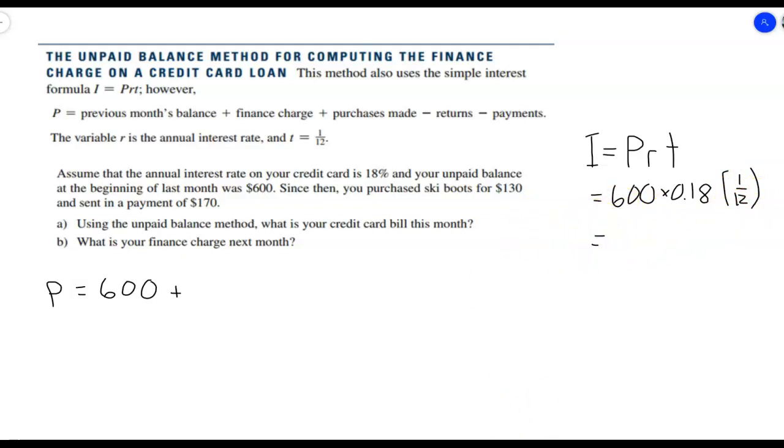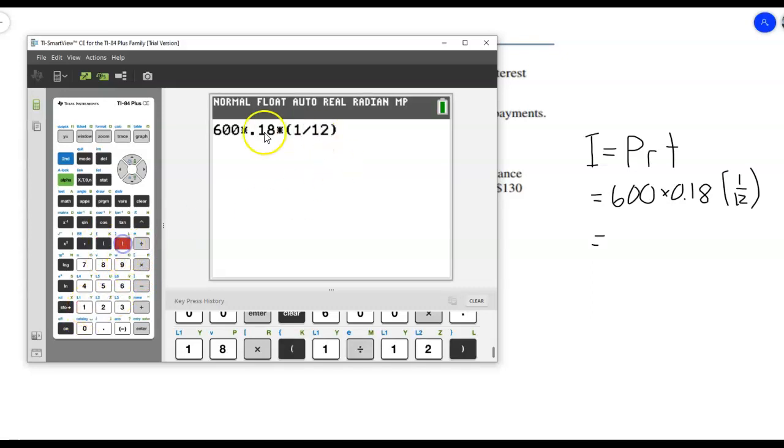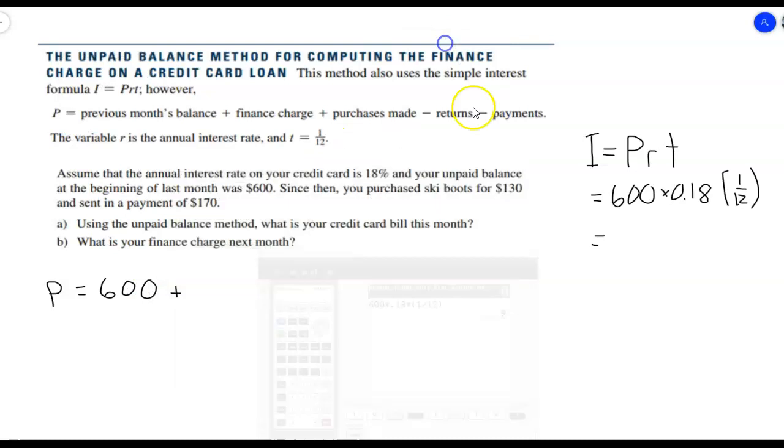So let's go ahead and find out what that is using our calculator. We're going to have 600 times 0.18 times 1/12. Make sure you put that fraction in parentheses if you want to do it all at once like this. And that's going to be a finance charge of $9. That means that last month on that $600 balance, they're charging you $9 of interest.